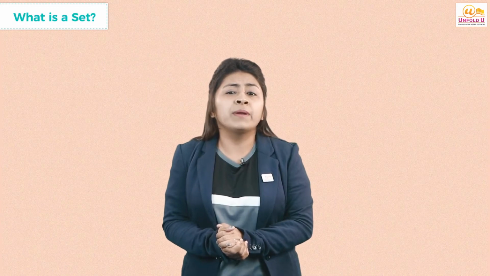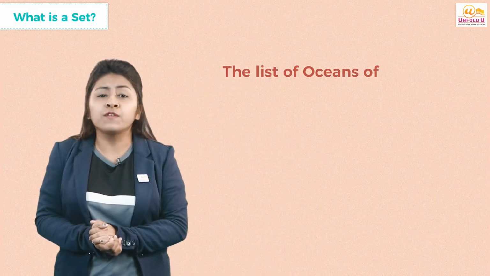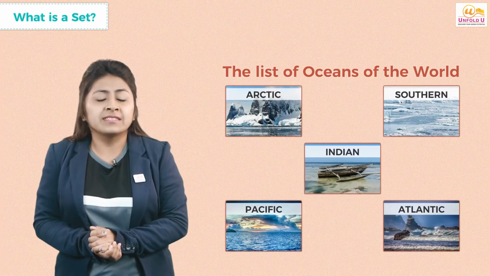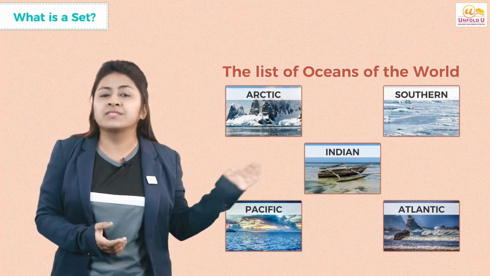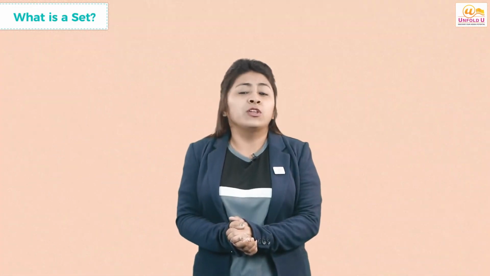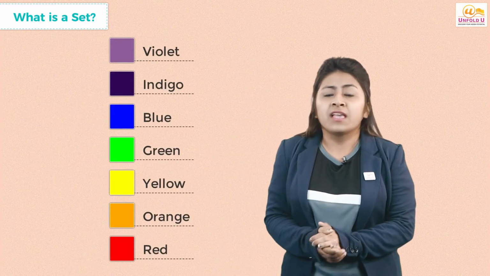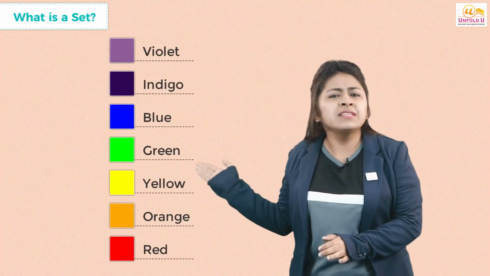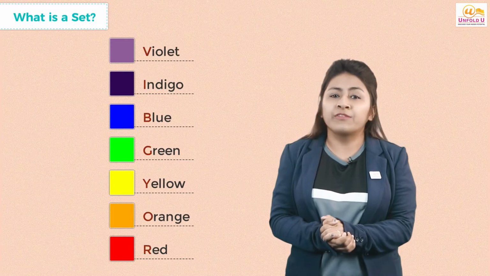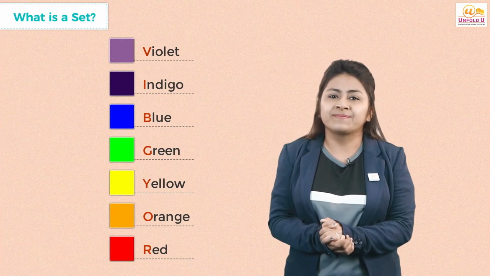Let me make you a bit more clear about the sets. Can you tell me the list of oceans of the world? Yes, these are the 5 oceans. Now this collection is a set. Now can you tell me the list of colors of white light? Yes, these are the 7 colors. These are the 7 colors of rainbow, famously known as Vibgyor. This collection is also a set.